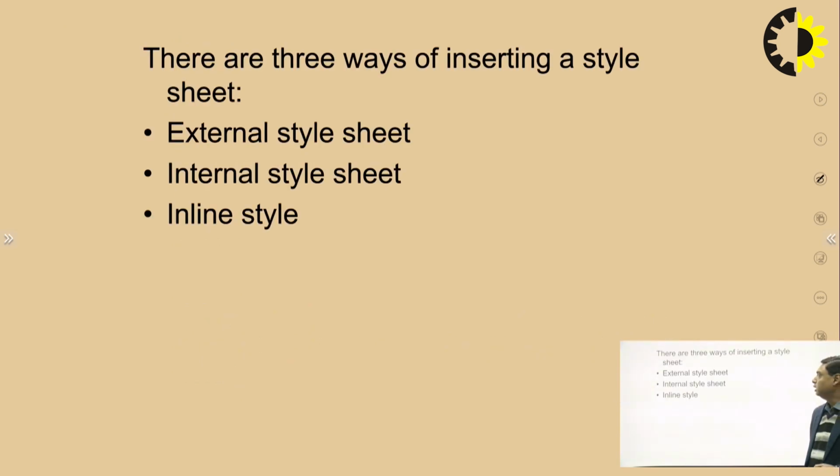Next is a very important part. There are three ways for inserting a style sheet. I talked about how CSS should be used in HTML pages. So what are the different ways by which we can insert the CSS in HTML pages? The first is external CSS. Second is internal CSS. Third one is inline CSS. Or you can say different types of CSS.